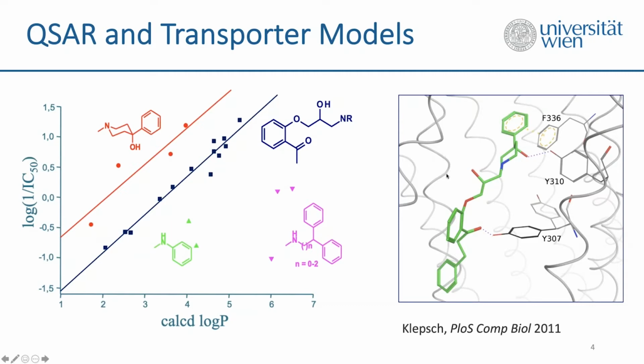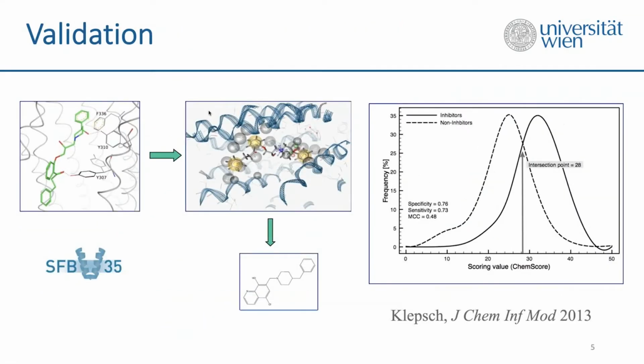With the first structures of ABC transporters coming out, we also included structure-based design. Here you see a docking pose of one of the propafenone-type inhibitors in a homology model of the human P-glycoprotein, explaining very well the SAR we see in the conventional Hansch analysis. So how do we validate models like this? We always do a prospective validation.